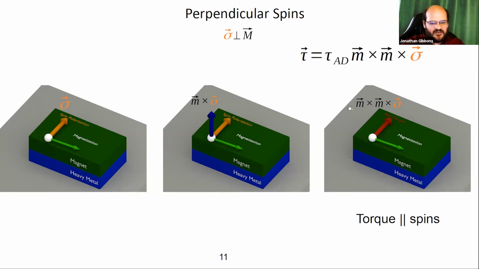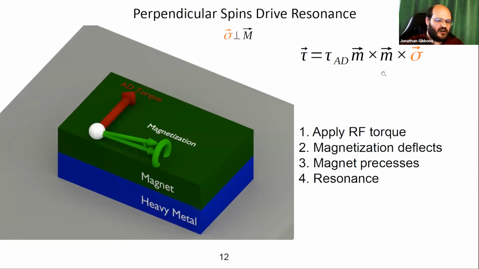m cross sigma is large and out of plane, and m cross sigma is perpendicular to the magnetization and in plane and large. So this torque, the anti-damping torque here, wants to pull the magnet away from its equilibrium position, which is going to drive it into precession. So we deflect the magnet, we drive precession.